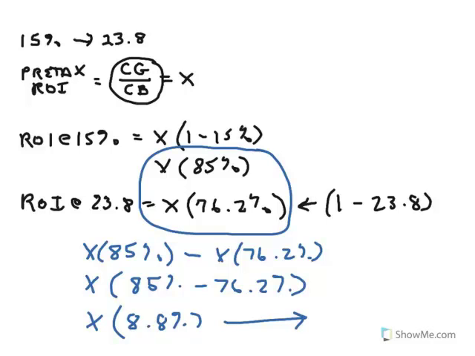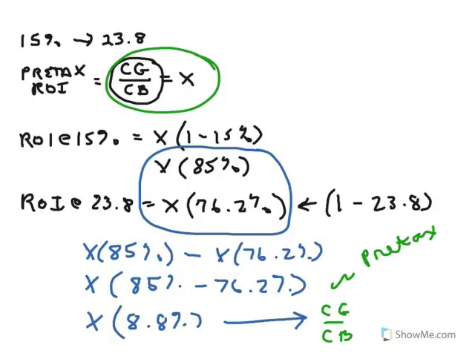That allows us then to just do one simple substitution and we're there. Keeping in mind that we said x equals CG divided by CB, which was our pre-tax ROI, this equation then converts to capital gains divided by CB, which again is pre-tax ROI, times the change in our tax rates, which in this case is 8.8%.